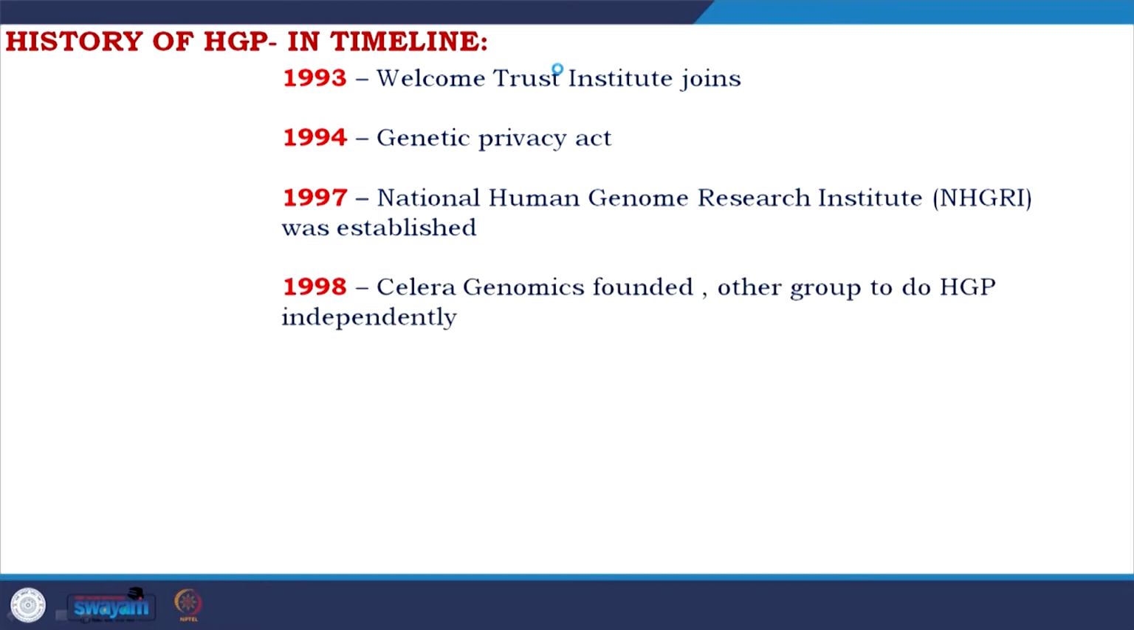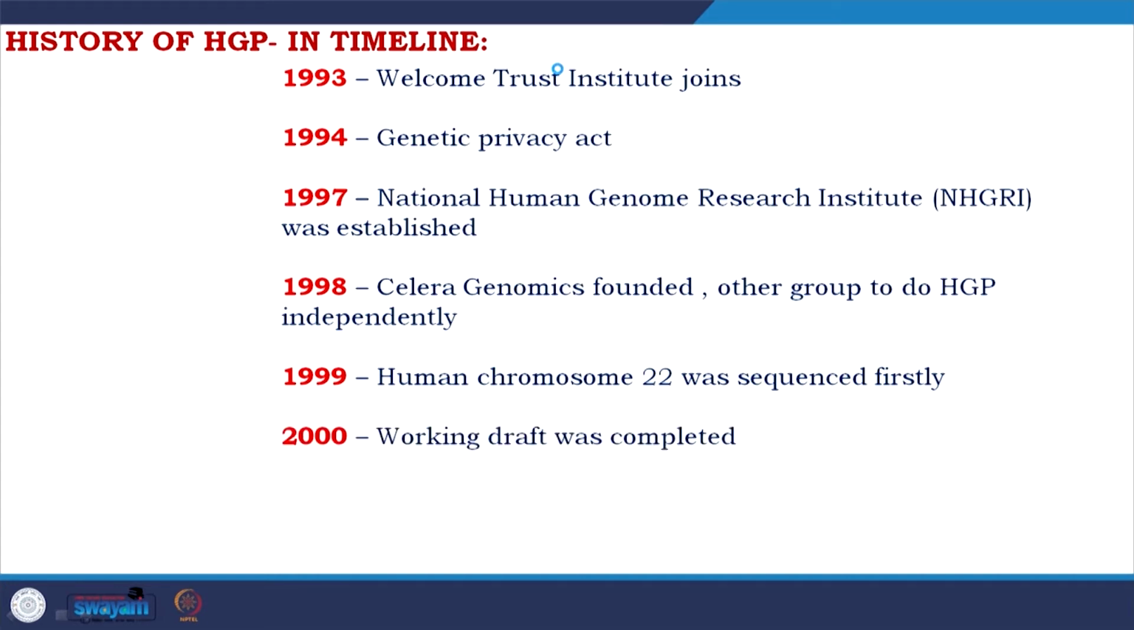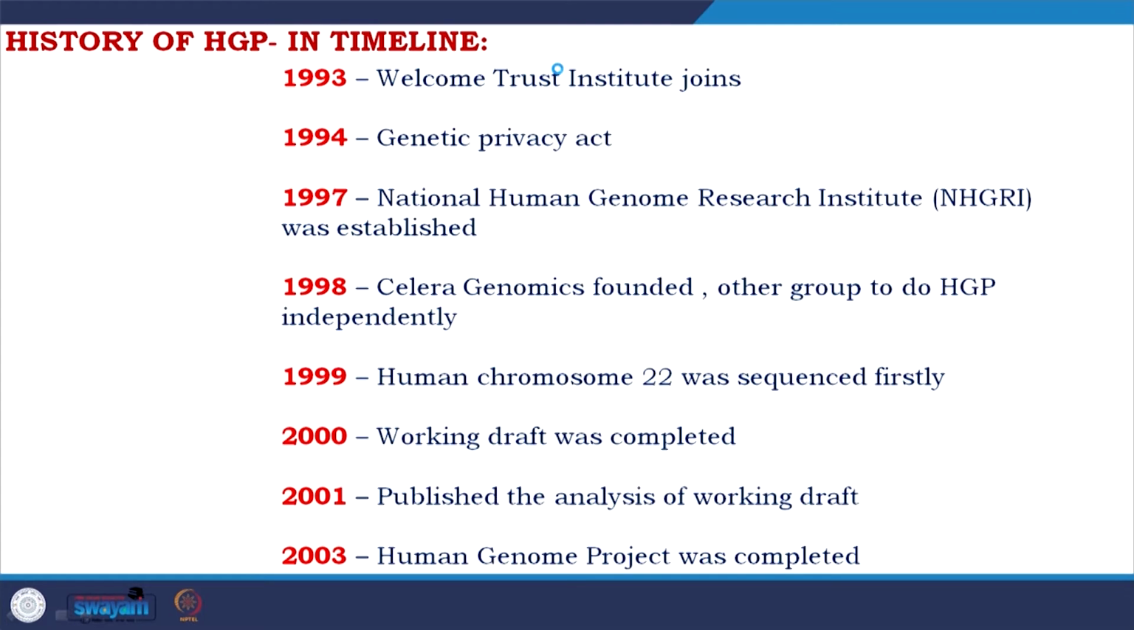In 1998, Celera Genomics, a private initiative by Craig Venter, and there are other groups also doing the Human Genome Project independently. In 1999, human chromosome 22 was sequenced first, the first entire chromosome sequencing. 2000, the working draft of the genome was completed. 2001, they published the analysis of the working draft, and in 2003, the Human Genome Project was completed.